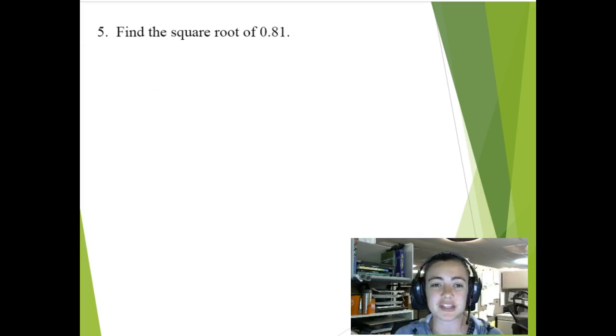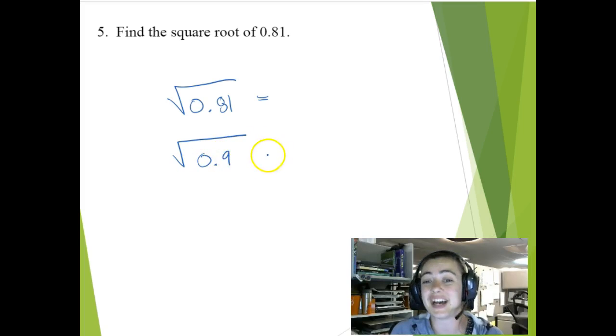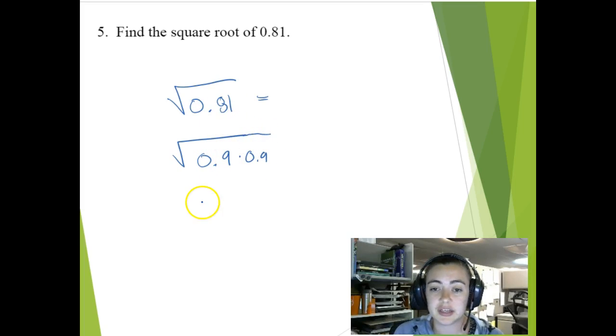Same idea for number 5 here. It's a decimal, but it's the same idea. Finding the square root of 0.81. Again, if you type it in your calculator, you'll get right to the answer, or you can think about what equals 0.81, or what equals 81. What would be the square root of 81? That would be 9 times 9. So just because there's a decimal there, we have 0.9 times 0.9. You know that equals 0.81, and that is your answer.